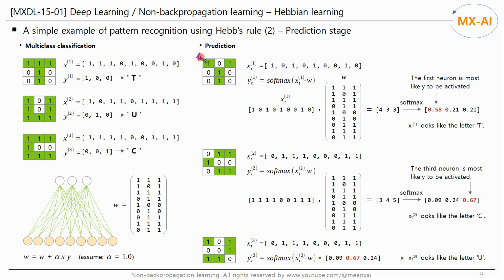Next, let's input the partially corrupted pattern into the trained neural network. When we input the vector x into the network, we get the following outputs. We use the softmax as the activation function. We can see that the first neuron in the output layer is most likely to be activated. So this pattern is most likely the letter T. For the second pattern, the third neuron is most likely to be activated, so it is recognized as the letter C. The third pattern is recognized as the letter U.